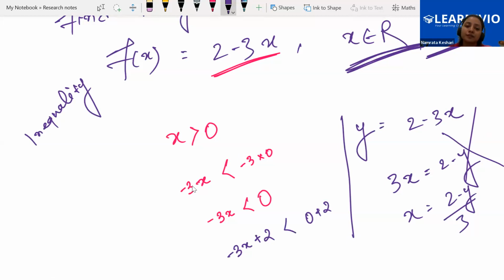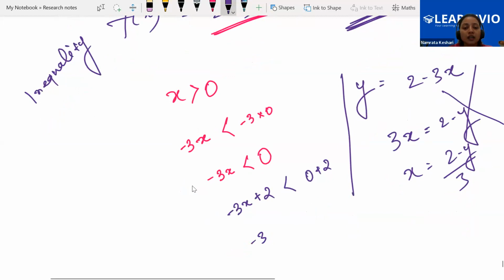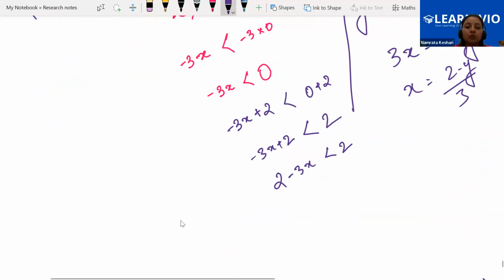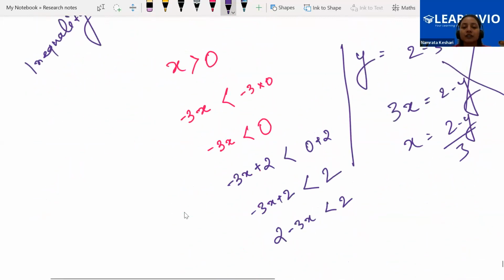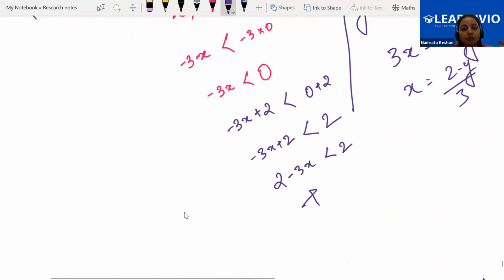So we got minus 3x plus 2 less than 2, or we can write it as 2 minus 3x less than 2. Yes or no? So here 2 minus 3x is f of x. f of x is less than 2. Have we found the range? Yes. The y value is smaller than 2. f of x means y, which is smaller than 2.